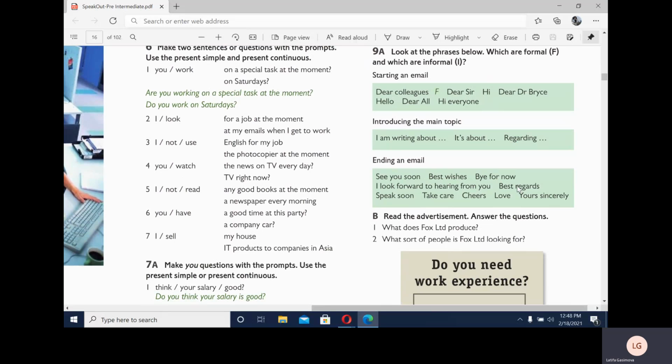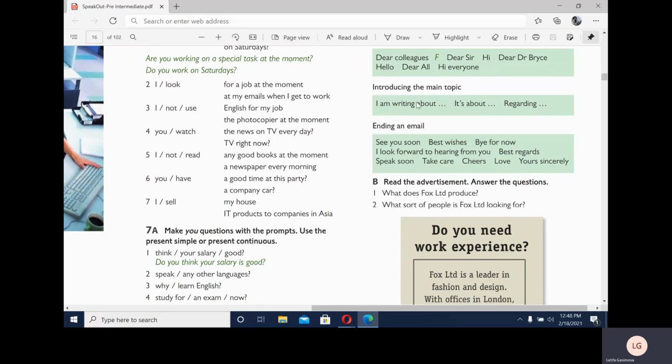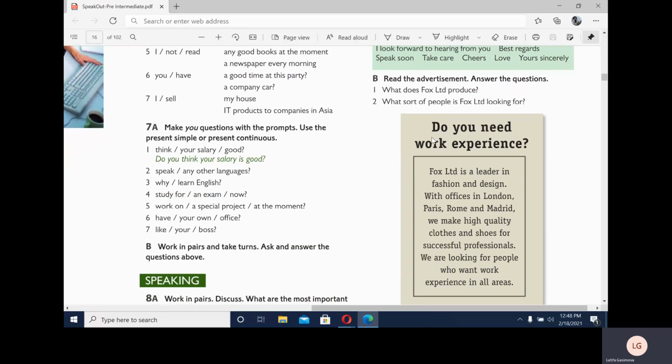Best regards, formal. Looking forward to hearing from you. Well, again, it sounds formal. Take care, cheers, love. These are informal. Speak soon, informal; yours sincerely, it's formal. Again, this is the way you end your email, right? Okay. So then we have an advertisement.